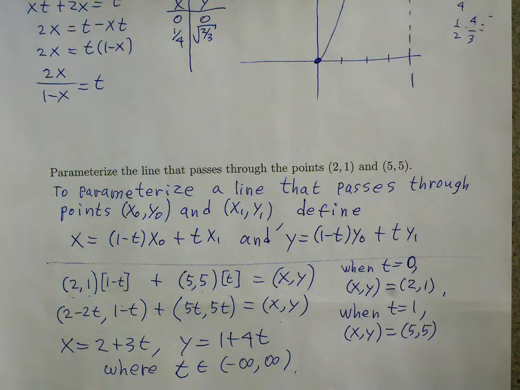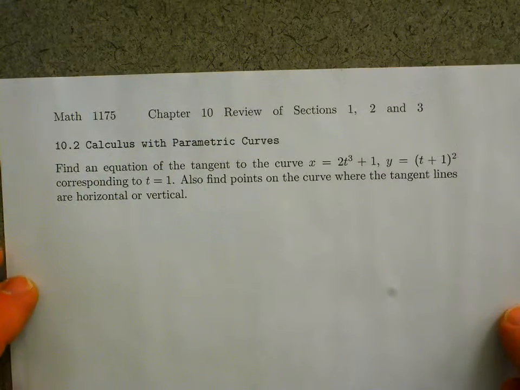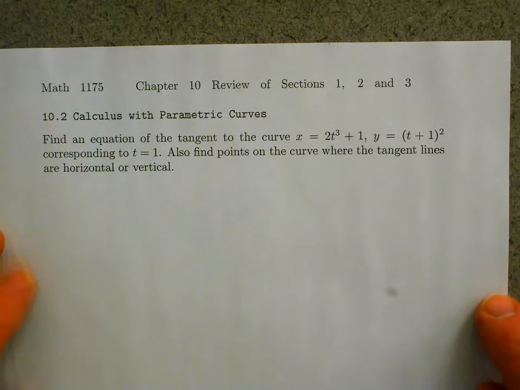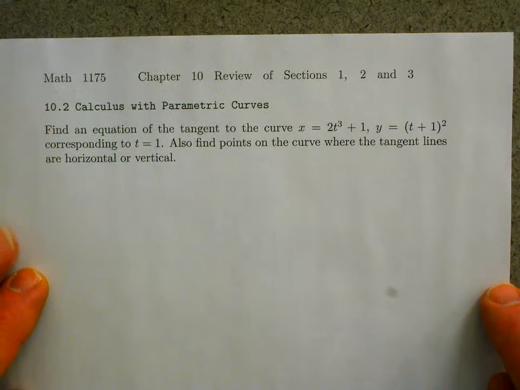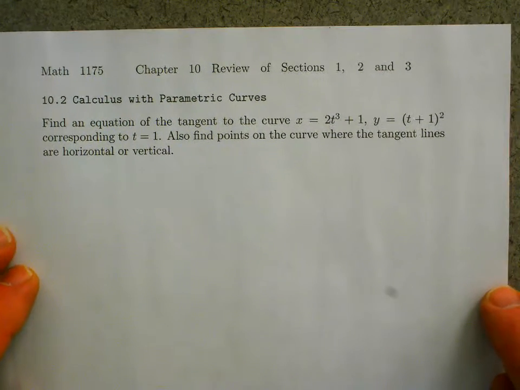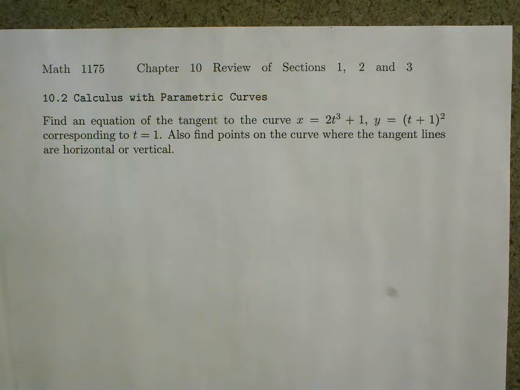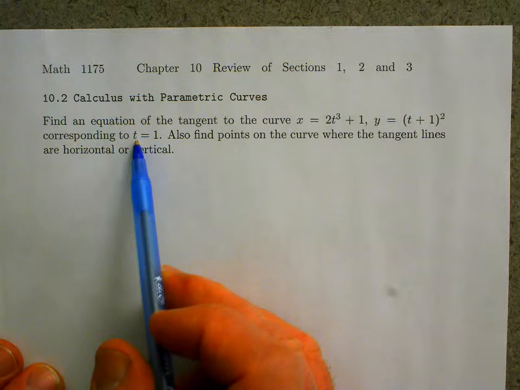Okay, let's look at some section 10.2 material for practice. Well, we did one of these already today, a little bit different than this one. Find an equation of the tangent to the curve x equals 2t to the third plus 1 and y equals t plus 1 quantity squared, corresponding to t equals 1.